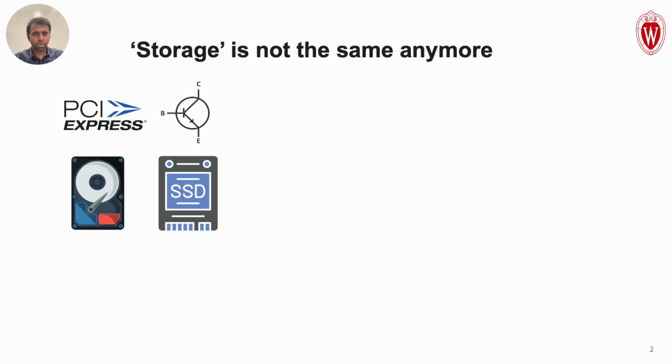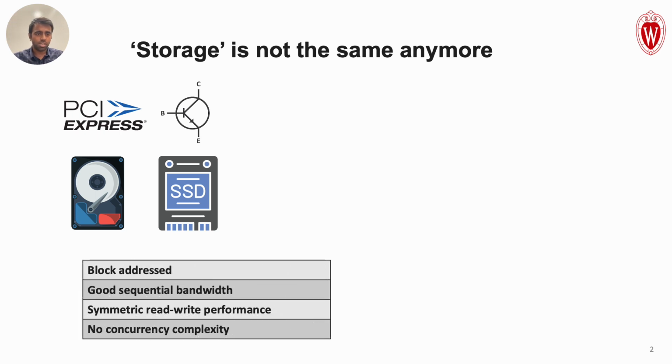Storage is not the same anymore. Storage devices such as disk drives and SSDs are connected over PCI Express and use transistors as their persistent media. These devices usually have the following features: they are block addressed, they have good sequential bandwidth, symmetric read-write performance, and no concurrency complexity, because a single thread or two can saturate the entire bandwidth.